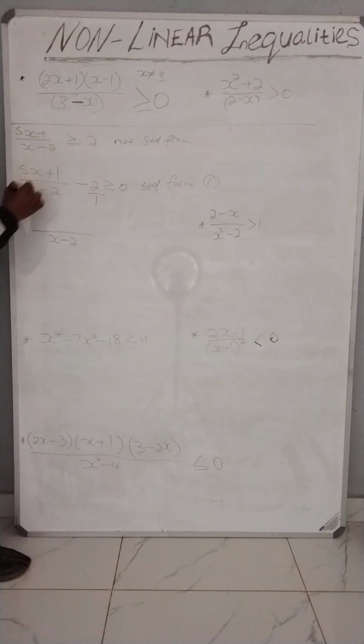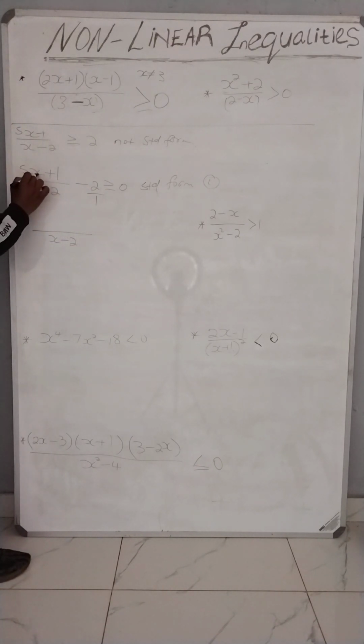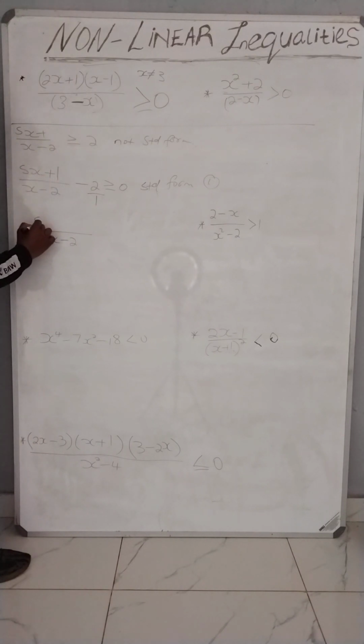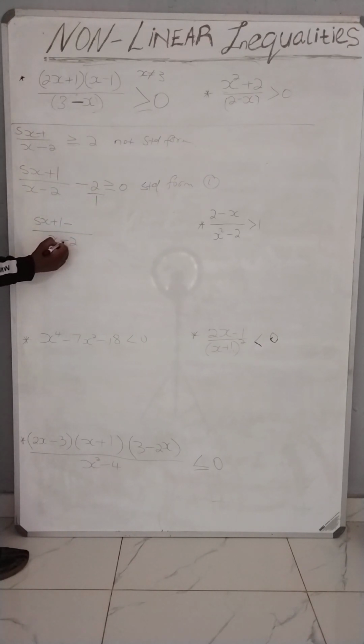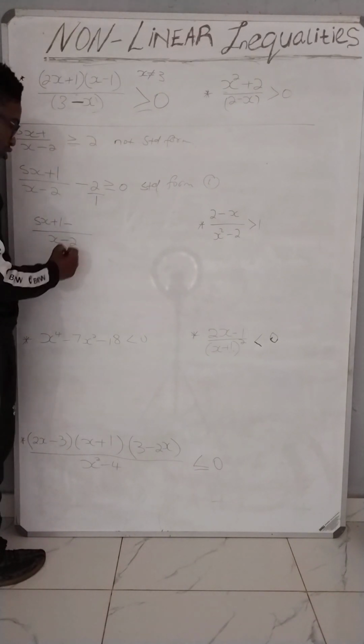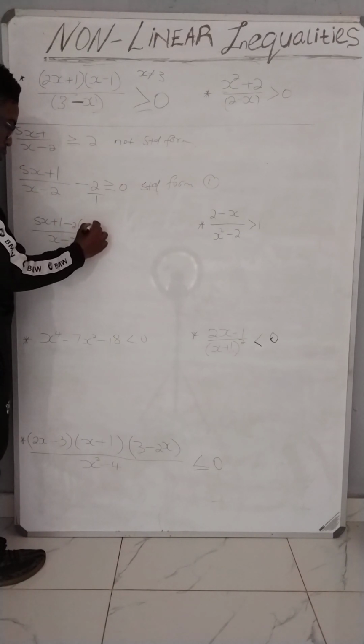Now x minus 2 into x minus 2 goes once. 1 times 5x plus 1 is 5x plus 1. Okay, and then we bring that sign here, negative. 1 into x minus 2 goes x minus 2. Now x minus 2 times 2, you get minus 2 into x minus 2.